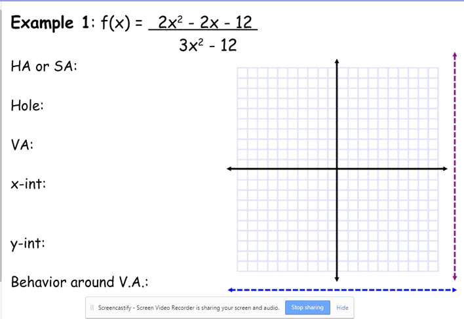So here's the first example that we're going to go through and find everything for. We've got 2x squared minus 2x minus 12 over 3x squared minus 12. And y'all might like some graphing numbers to work on. While y'all are writing out the problem, start the process of factoring here, so that we can find all of the things that we need to be able to graph this.